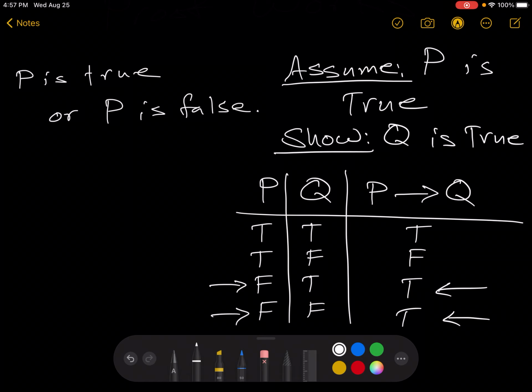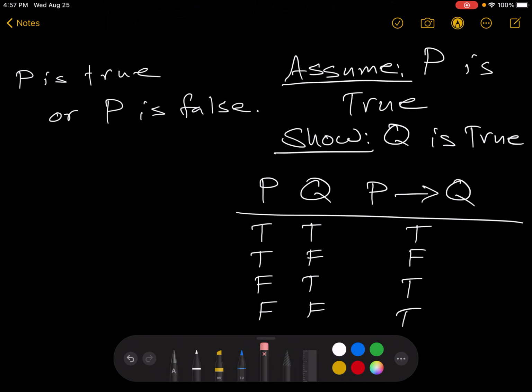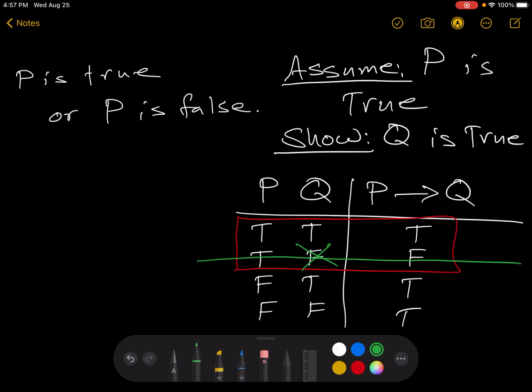And if we assume that P is true, then we find ourselves in one of these two upper rows. Now, if we show that Q is true, then this can't happen. And so we can eliminate this one, and then we know that the overall statement is true. That's how a direct proof works.